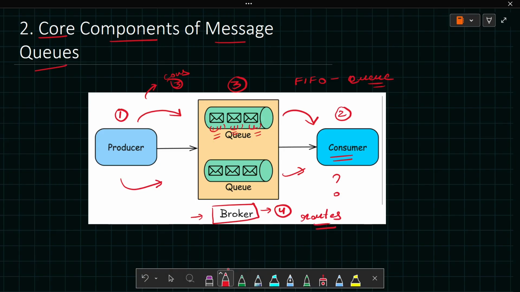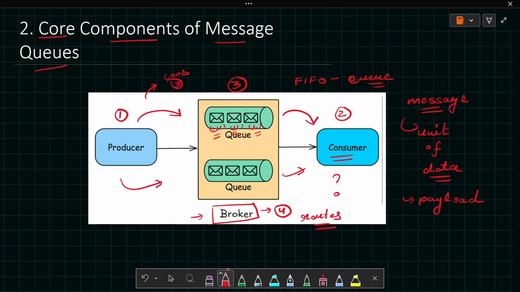And the main component here is the message itself. The message is the major thing that we are delivering. It is the unit of data sent through the queue. Remember, it is the unit of data, which is sent with the help of a queue. The message typically contains the payload.